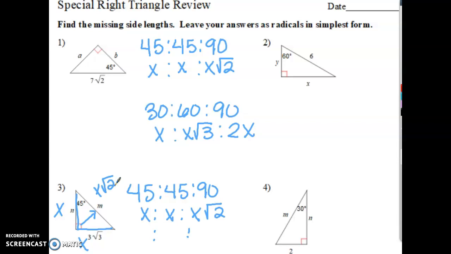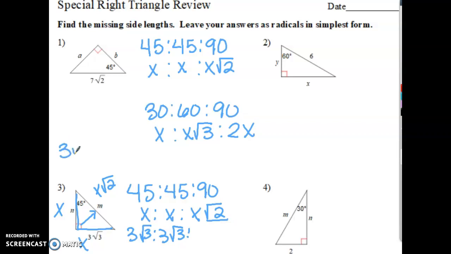So here I see my two legs are 3 square root of 3. So I'm going to fill those in. Those are nice and easy. 3 square root of 3. 3 square root of 3. But then we have that same x, but we have to multiply it by square root of 2. Remember when we are multiplying these, those numbers stay the same.